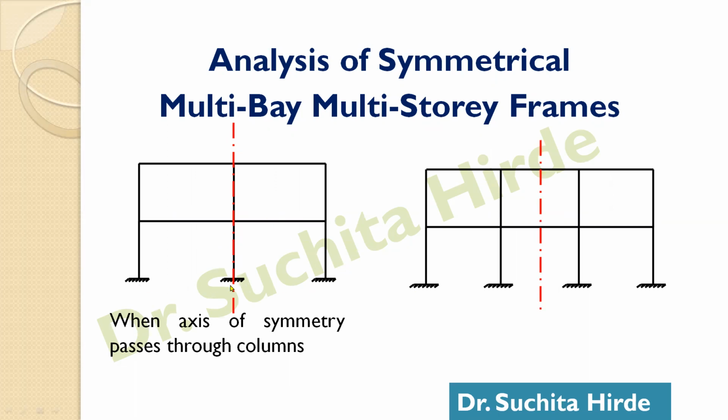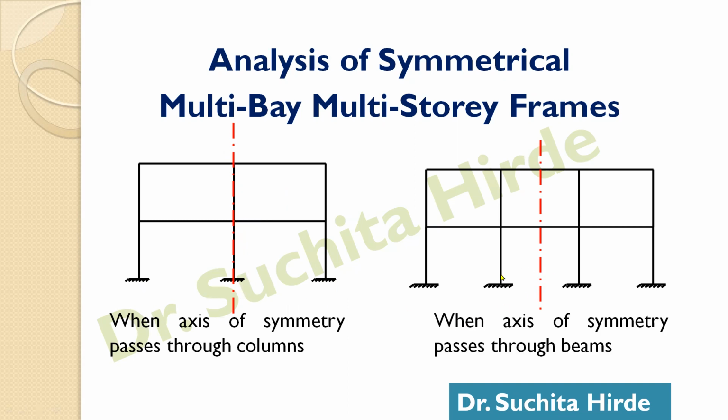In horizontal direction, there are bays. In vertical direction, there are stories. So when number of bays are even, here in this case, the number of bays are 2 and number of stories are also 2. This is 2 bay, 2 story frame. So when number of bays are even, then axis of symmetry passes through columns. When number of bays are odd, in this case, it is 3 bay, 2 story frame, then axis of symmetry passes through beams. So we will consider one by one.